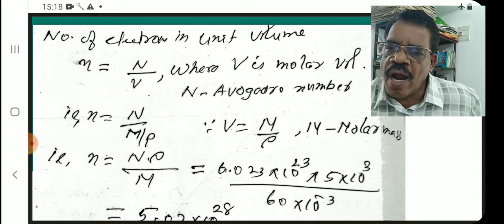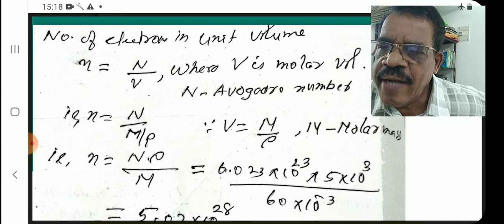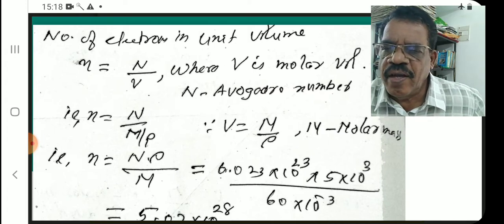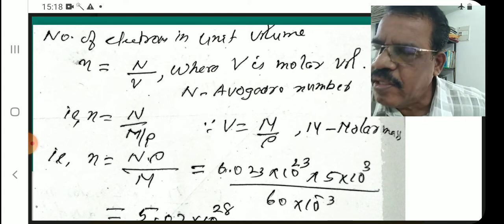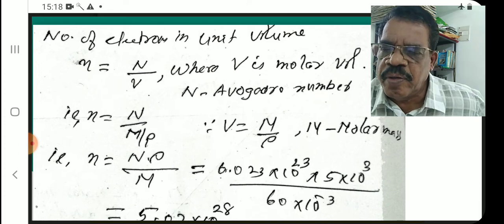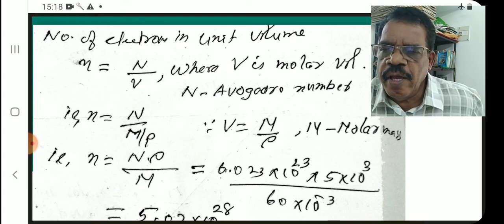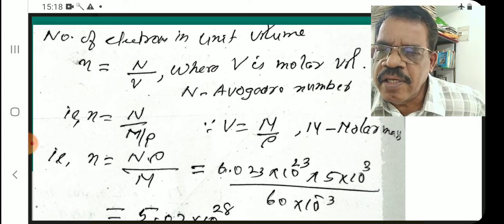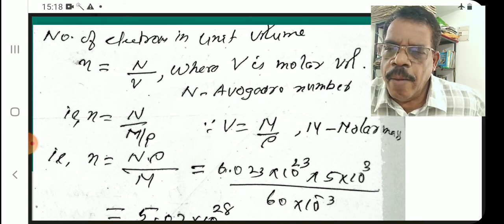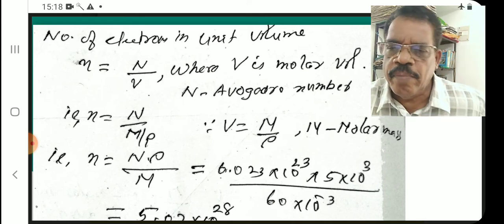When you are asked to find the number of atoms per unit volume, you can directly apply this formula. When you are asked to find the electron density, you can apply this formula directly. This is the number of electrons per unit volume if one atom contributes one electron. N rho by m: N is Avogadro number, rho is density, and m is the molar mass. Molar mass is first expressed in gram and then converted into kilogram.